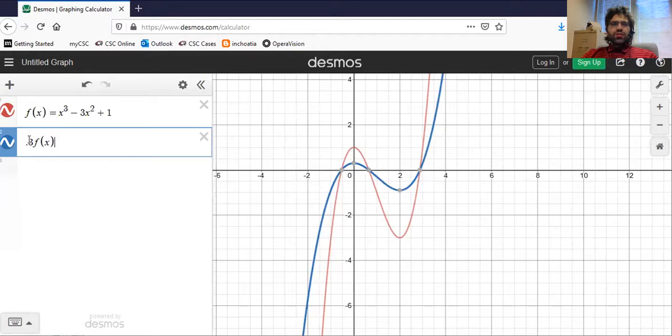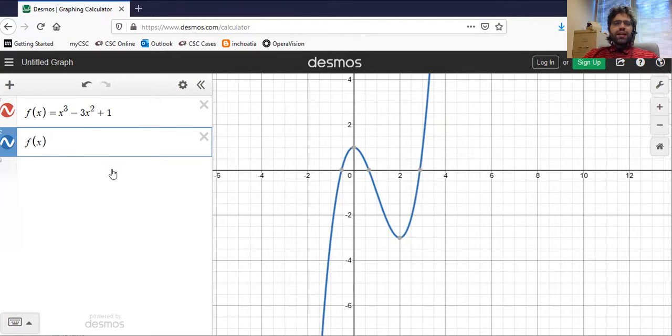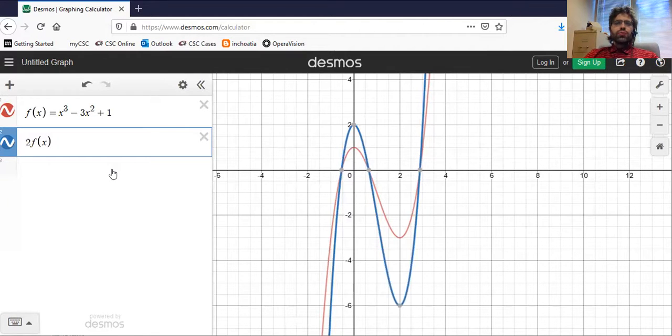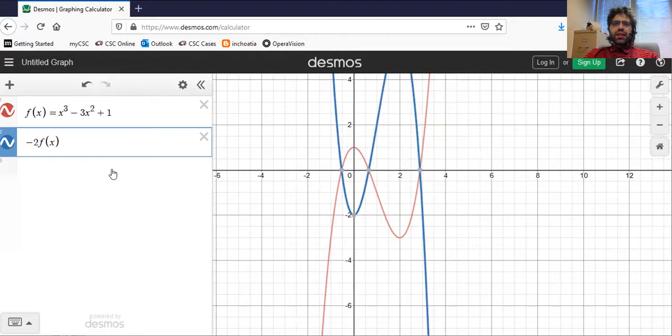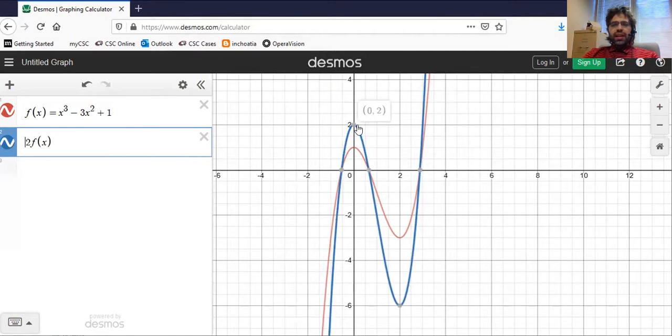Let's go to Desmos one last time. Let's look at f of x, and let's multiply this by -2. The 2 stretches it. The negative flips it across the axis. So this point at 0, 2 is going to flip down here to 0, -2.